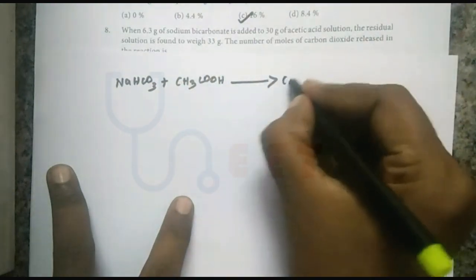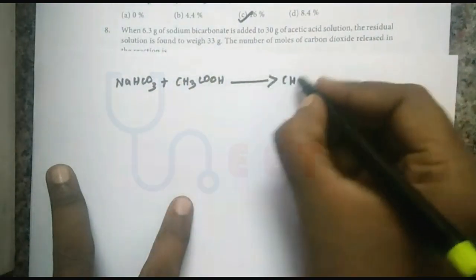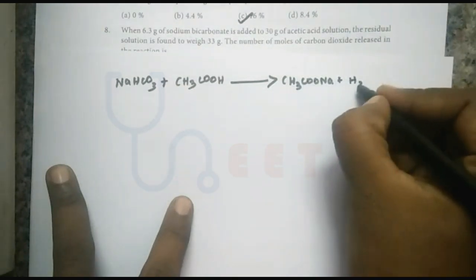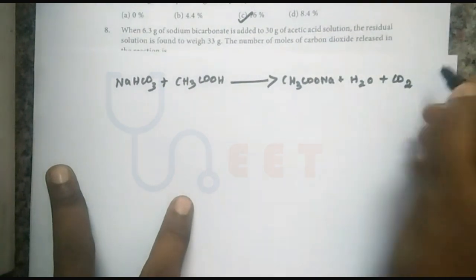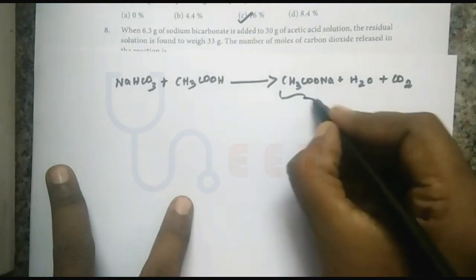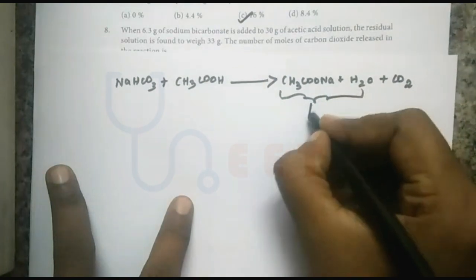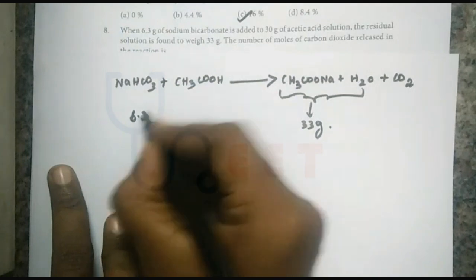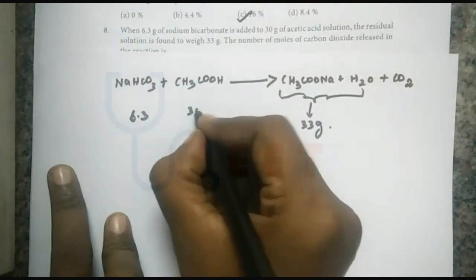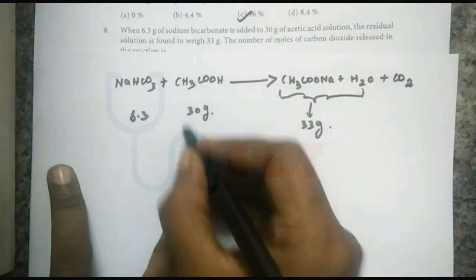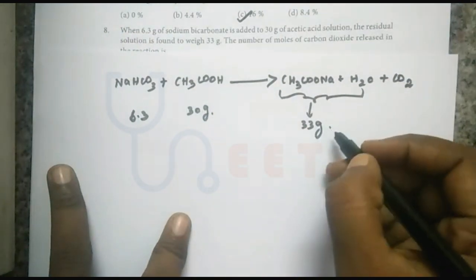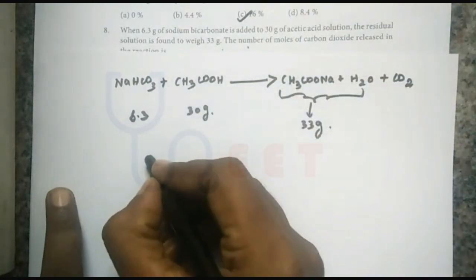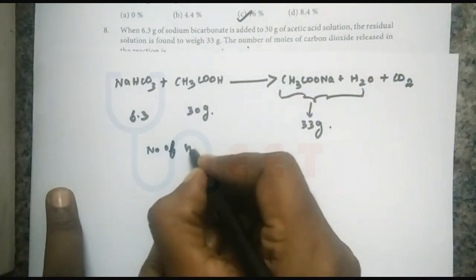So residual solution means sodium bicarbonate and acetic acid form sodium acetate plus water plus carbon dioxide. The residue contains sodium acetate plus water. The residual solution is 33 grams. 6.3 grams of sodium bicarbonate and 30 grams of acetic acid interact to form 33 grams of residue. The question asks for the number of moles of carbon dioxide released in the reaction.